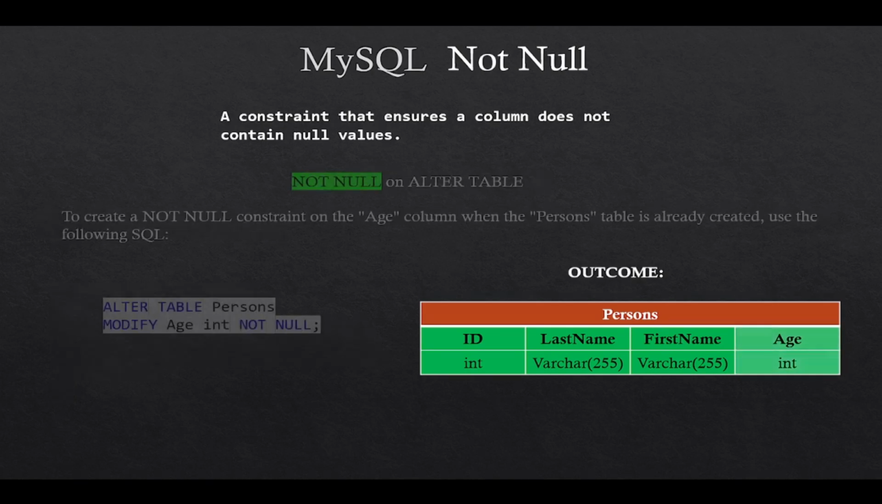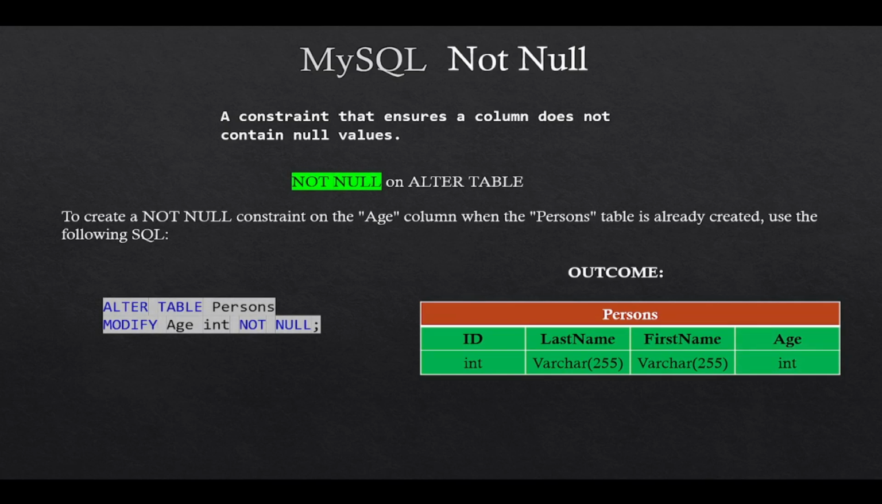Not null on alter table. For those who don't know yet, the alter table statement is used to add, delete, or modify columns in an existing table. To create a not null constraint on the age column, when the persons table is already created, use the following SQL. Alter table persons, modify age int not null. So with this, the user must ensure that the age column in the table persons never has a null value assigned.